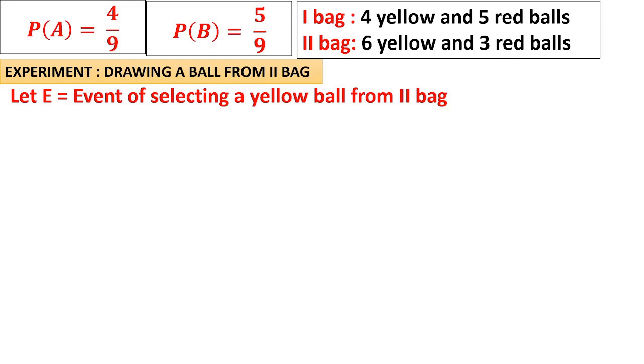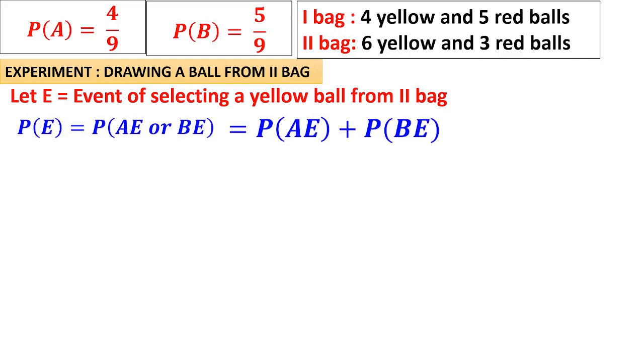Now what will happen to the second experiment event? It can follow A or it can follow B. The meaning is, it can follow after transferring a yellow ball, or it can follow after transferring a non-yellow ball. Therefore, it is AE or BE. What is the meaning of AE? First transfer a yellow and select a yellow ball, or transfer a non-yellow and select a yellow ball.